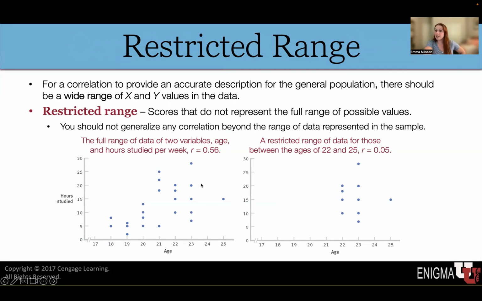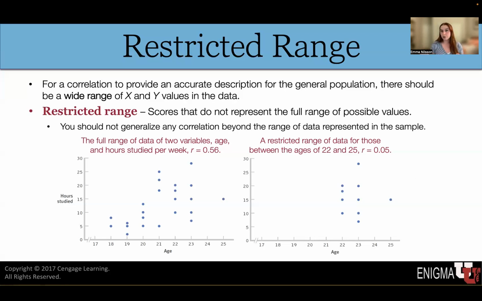Sometimes, as we can see here, we have the full data set, and we find that there's an R of 0.5, which is a moderate positive correlation. However, when we just take a restricted range from the ages of 22 to 25, we see that now our R value drops all the way down to 0.05, which is almost no relationship. So sometimes taking a range can hide that there's actually a correlation there.